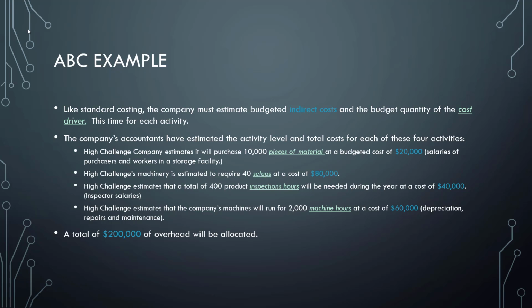And if we have $20,000 from purchasing and $80,000 from setups and $40,000 from inspection and $60,000 from machining, that totals up to $200,000 worth of indirect costs or overhead, which is going to need to be allocated out amongst these two different products that ABC makes.